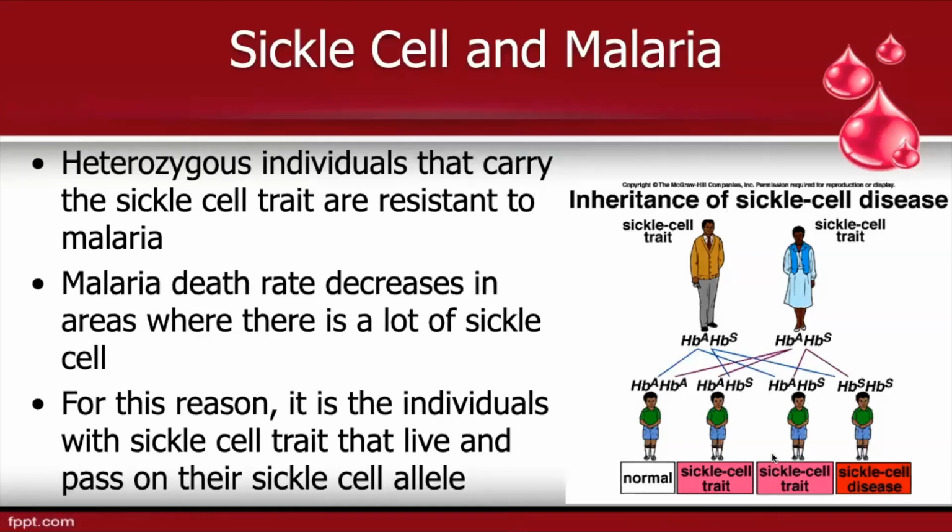Now, it's more common in Africa and areas where there is malaria because this heterozygous individual is actually protected from malaria. And so with evolution and survival of the fittest, that trait survives and is passed on to future generations. So you can see 3 of these individuals are going to get the sickle cell allele. So 3 out of 4 means that that allele will be more common.